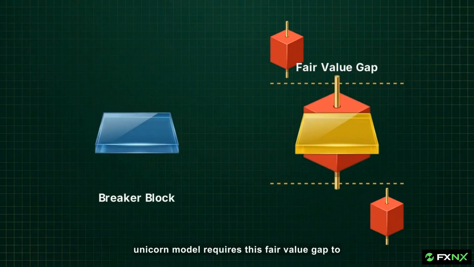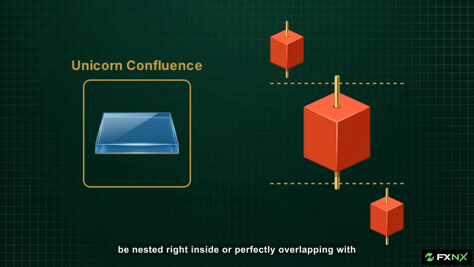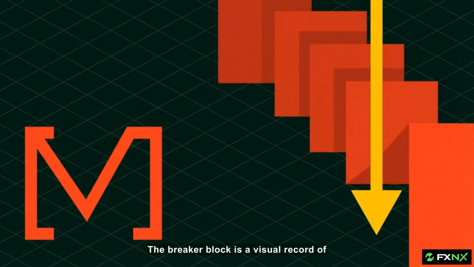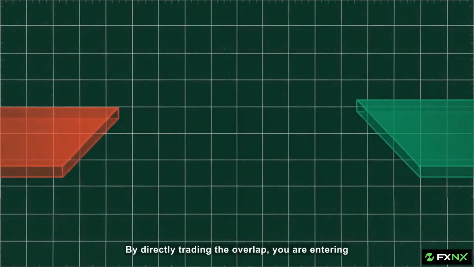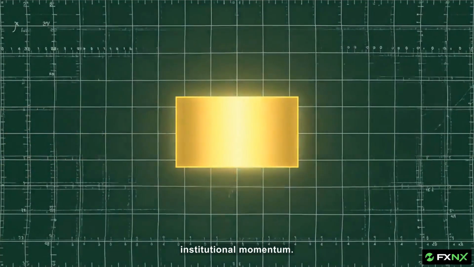The ICT Unicorn Model requires this fair value gap to be nested right inside or perfectly overlapping with the body of the breaker block. A standalone gap can be filled and ignored. A standalone breaker can be messy. Combining them isolates a dense, dual-layered zone of institutional interest. The breaker block is a visual record of the failed stop run, while the fair value gap marks the path of the aggressive displacement that followed. By directly trading the overlap, you are entering at the exact intersection of structural failure and institutional momentum.